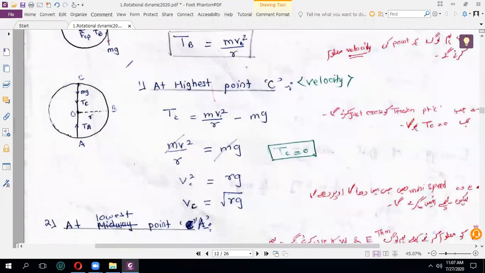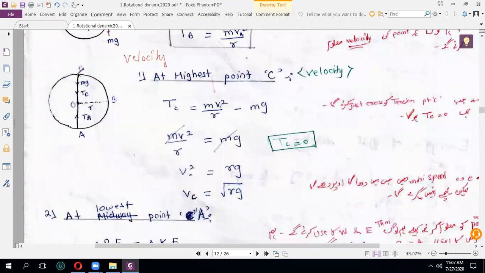Now second, we are finding the velocity. In each place we are calculating the velocity. So first we start with the highest position velocity. So for finding the highest position velocity, we are taking the tension formula. What is the tension formula? TC is equal to mvC square upon r minus mg, correct? Now at the highest position, we know that the tension is 0. Why? Tension is very low. At the highest position, we feel less tension in our hand.